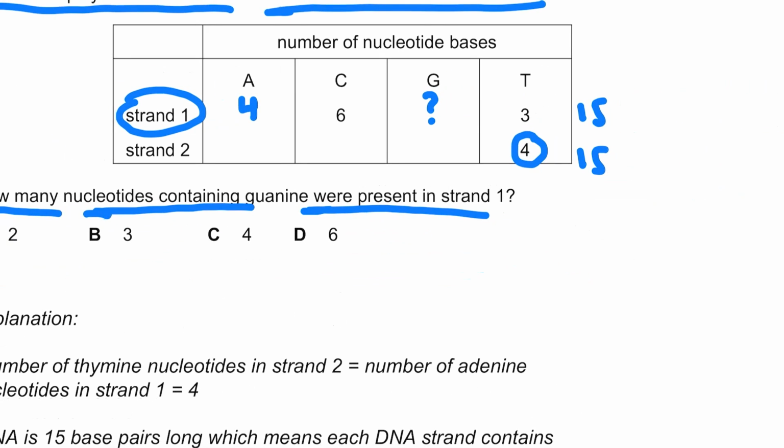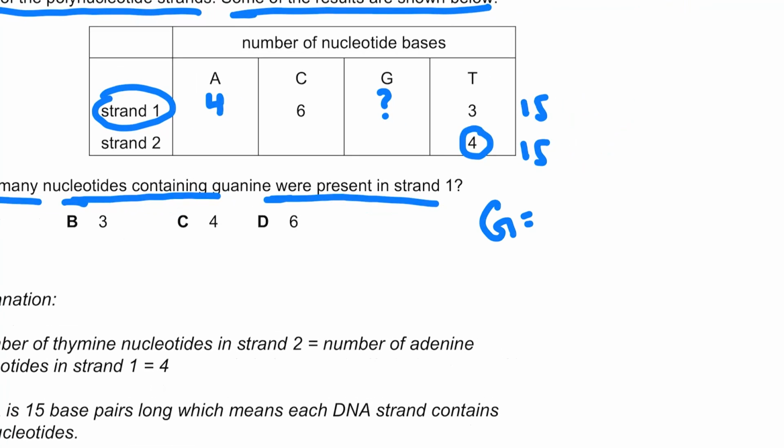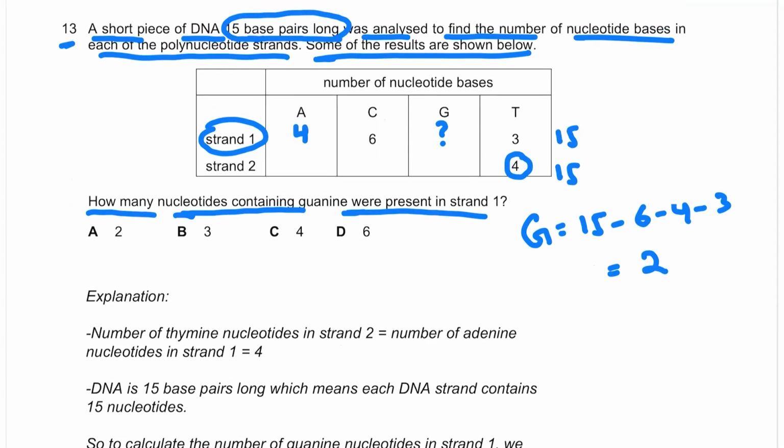Okay guys, we have 4 adenine in strand 1, 6 cytosine in strand 1. We have to find the guanine, that is X. Thymine are 3 in strand 1, and total nucleotides in strand 1 are 15. So to find guanine, we can simply subtract 6, 4 and 3 from 15. The answer will be 2. The answer is A.